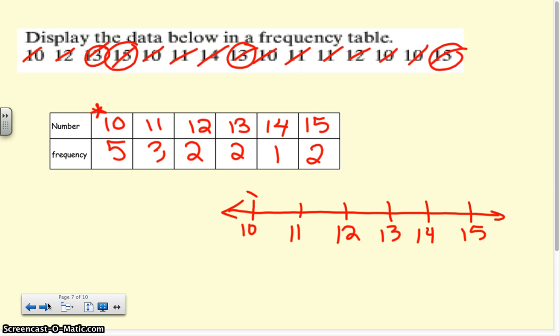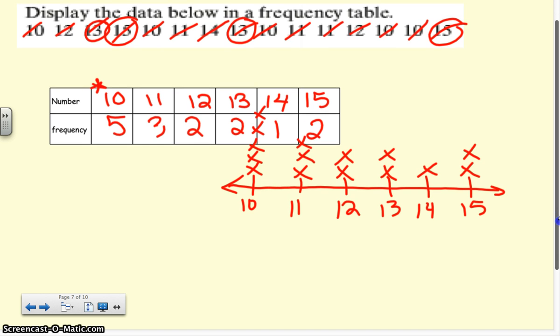So I would make 5 X's. 11 occurs 3 times: 1, 2, 3. 12 occurs 2 times: 1, 2. 13 occurs twice. 14 occurs once. And 15 occurs twice. I can look at my mode with this data. What is my mode? I would have 2 modes. My mode would be 10 and 11. That's my mode from that data set.